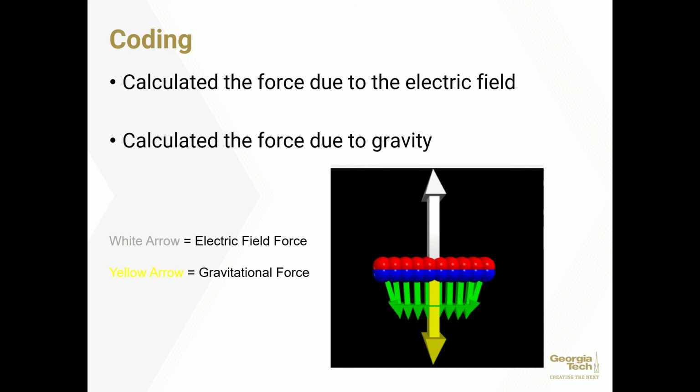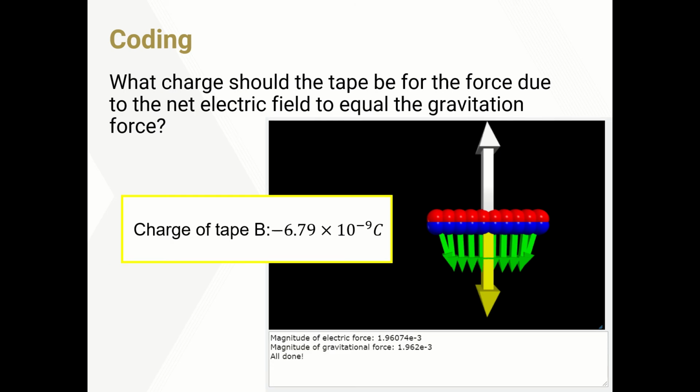So what we did is we played around. What charge made these two forces the same? After playing around with the code, trial and error, plugging in different values for Q, or the charge of tape B, we determined that the charge that got the two forces the closest was negative 6.79 times 10 to the negative ninth coulombs.